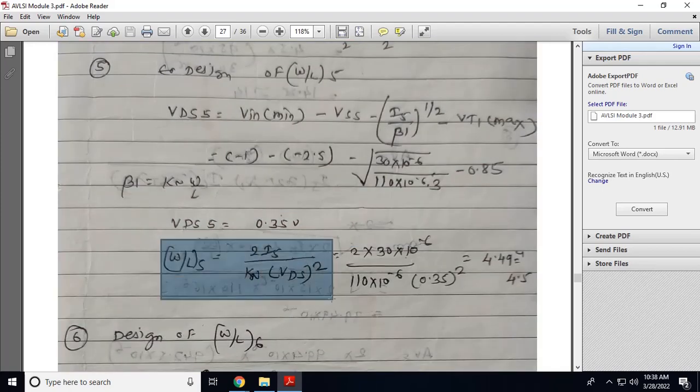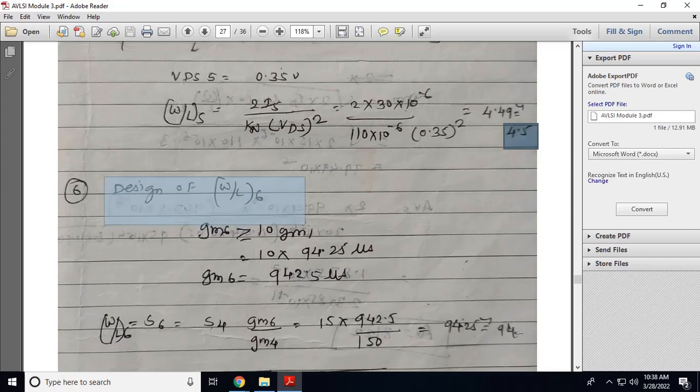Size of 5 is equal to 2 into I5 divided by Kn VDS square. So 2 I5 is 30 micro, Kn is 110 into 10 raised to minus 6, VDS is 0.35, so the answer is 4.49. So you can say it is 4.5. So size of transistor 5 is 4.5.